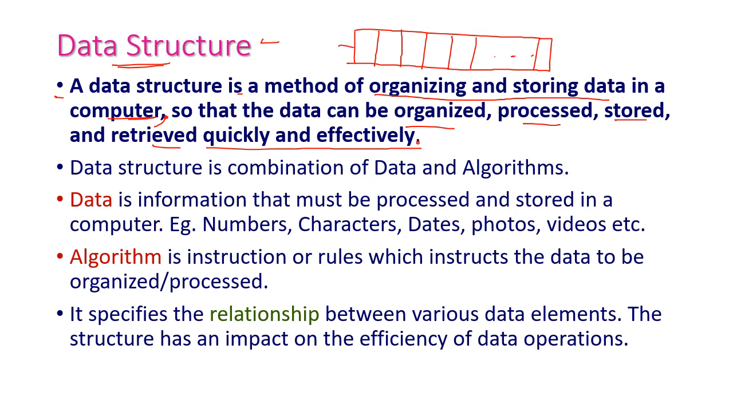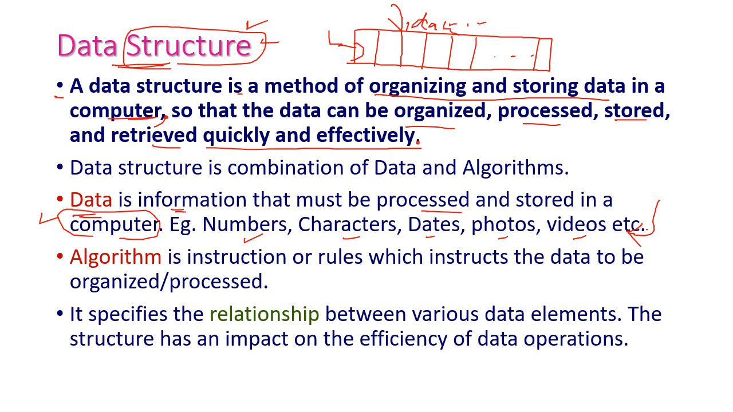So what is data? Data is nothing but the information that must be processed and stored in the computer, right? So what type of data do we know? The data may be numbers, characters, dates, photos, audios, videos, etc. So these are all data. So these data should be stored on the computer following some structure. If the structure is perfect, then the operations performed on the data will be very easy and effective, right?